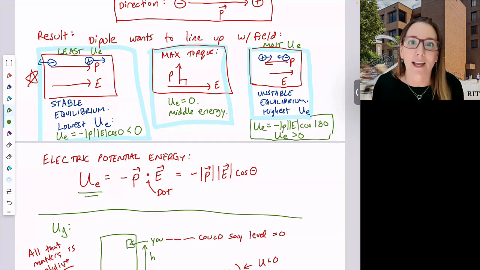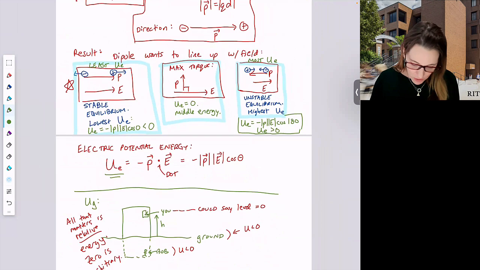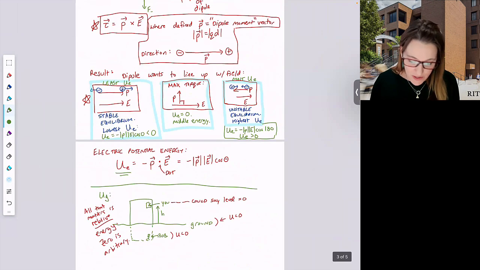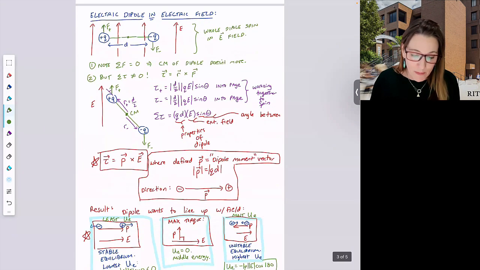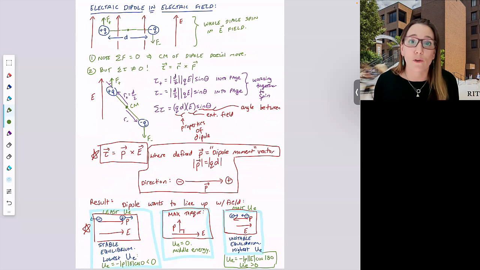Okay, so this introduced the idea of the electric dipole, and we put the electric dipole in an external field. We looked at its torque, and we used the properties of the dipole to define this electric dipole moment that talks about how it's going to want to line up in a field. In the next video, we're actually going to look at the electric dipole and the field that it creates around it.